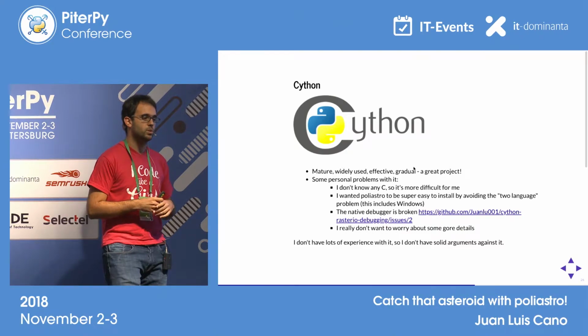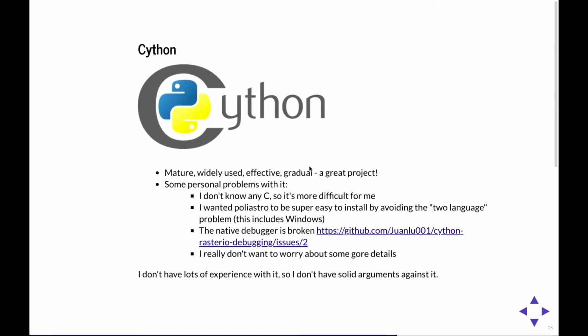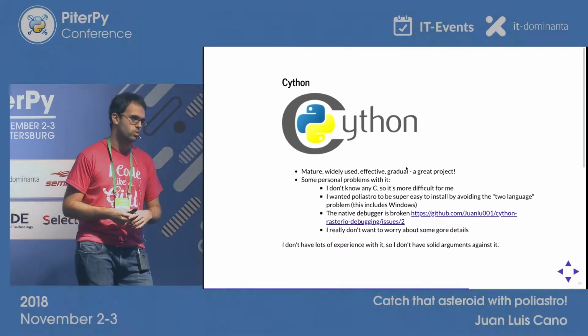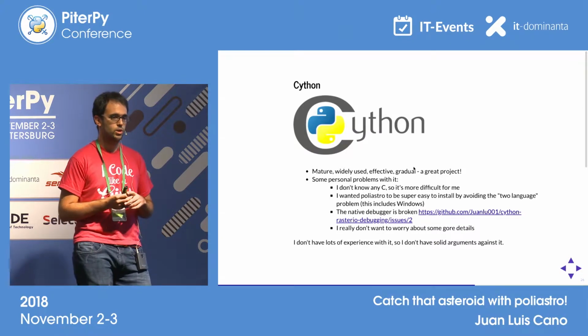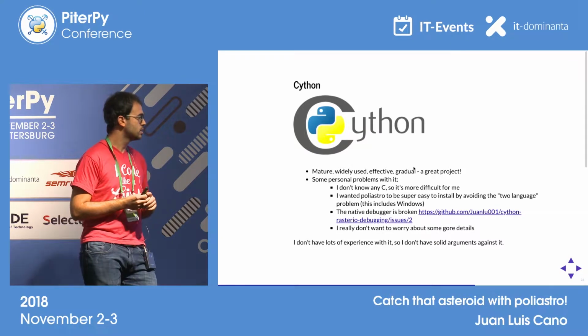Also, I wanted Poliastro to be super easy to install. And in 2013, this involved using Conda for everything. Now we have wheels and the ecosystem is much more mature, but it was not the case back then, especially in Windows, where I still need conda for some packages.